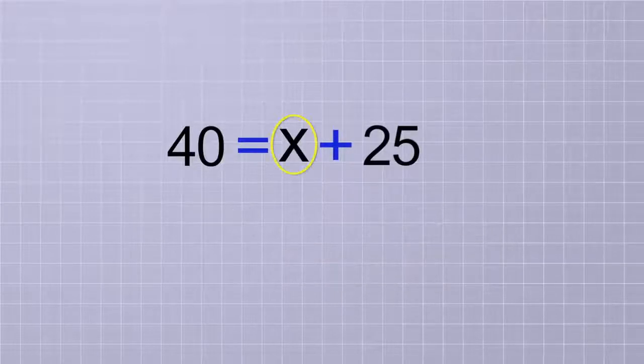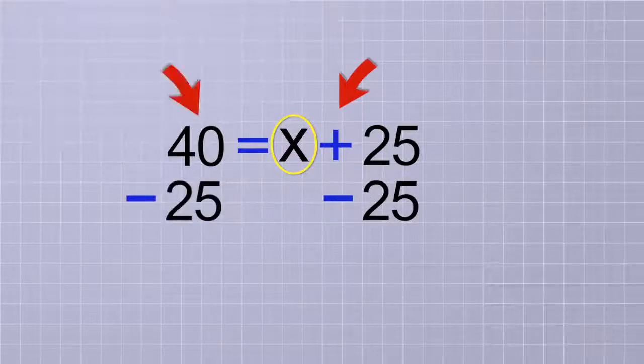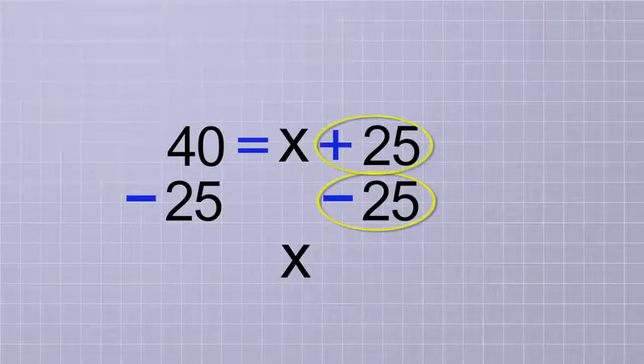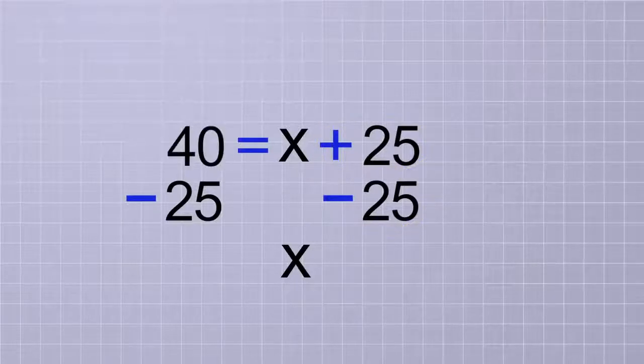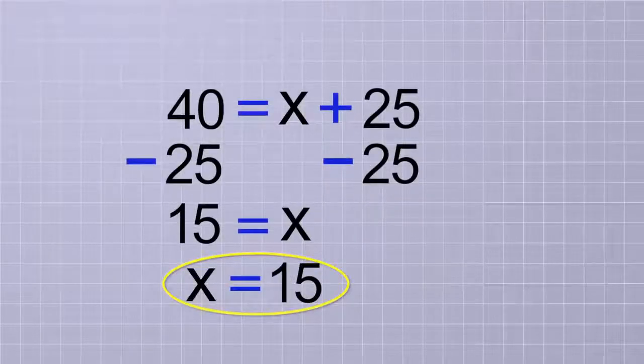So to isolate x, we should subtract 25 from that side of the equation. But then we also need to subtract 25 from the other side to keep things in balance. On the right side, x plus 25 minus 25 is just x. The minus 25 cancels out the positive 25 that was there. And on the other side, we have 40 minus 25, which would leave 15. So the equation has become 15 equals x, which is the same as x equals 15.